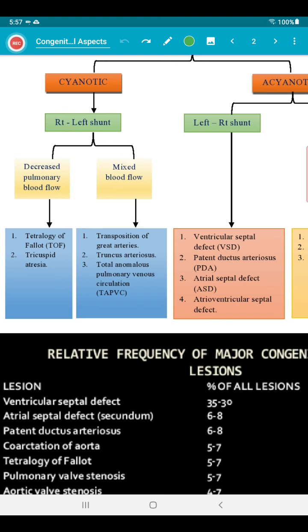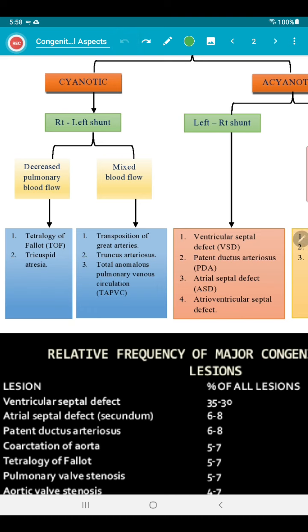But mixed blood flow occurs in transposition of great vessels or great arteries. That means the aorta, which should emanate from the left ventricle, and the pulmonary trunk, which should originate from the right ventricle, are interchanged. In that scenario it is known as transposition of great arteries, or TGA shortly. Number two is truncus arteriosus. You know the outflow tract, the ultimate portion is the truncus arteriosus, after which the aortic sac and the pharyngeal arteries arise.